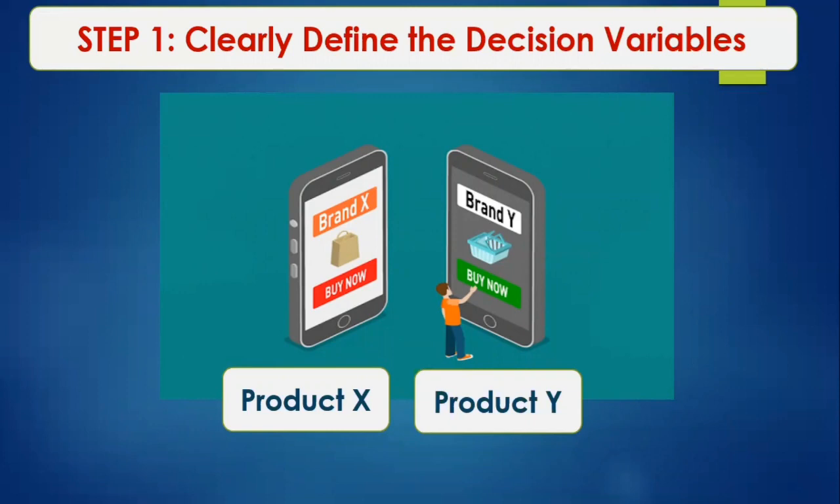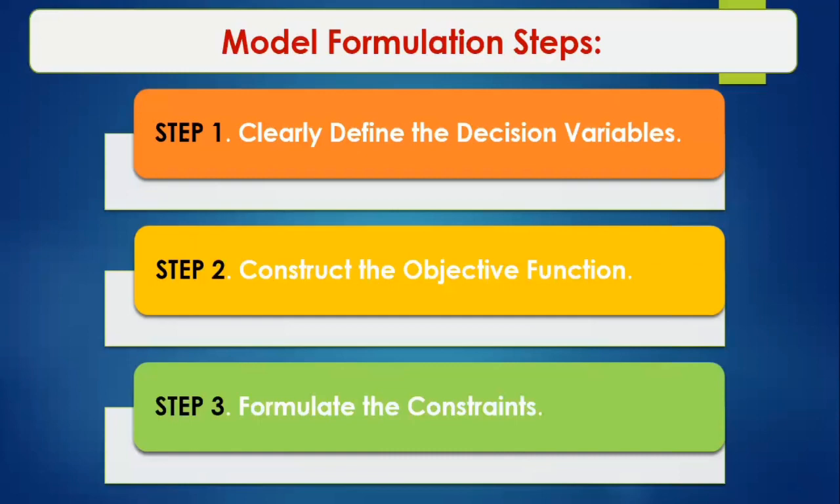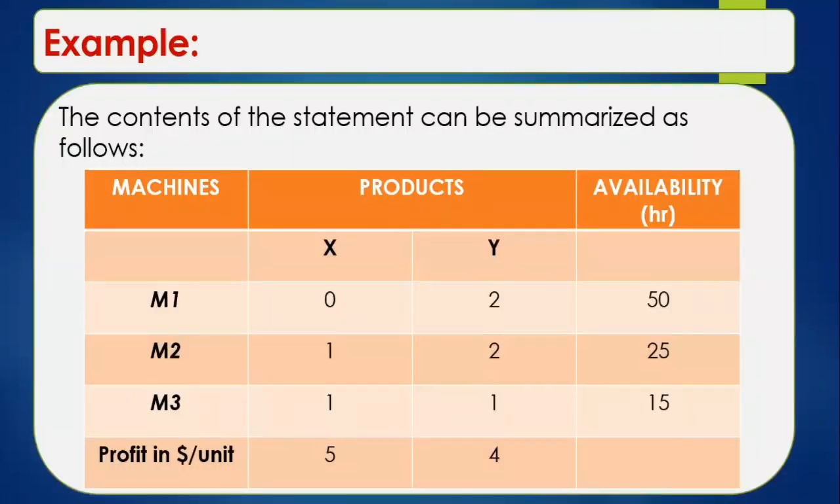After defining our decision variables, the next step we need to do is to construct the objective function. In constructing the objective function, we need to go back first to our tabulation for us to have a good visual on the information. As you can see, machine capacities are available resources, right? Profit contribution of the products X and Y are also given. We have $5 and $4 respectively.